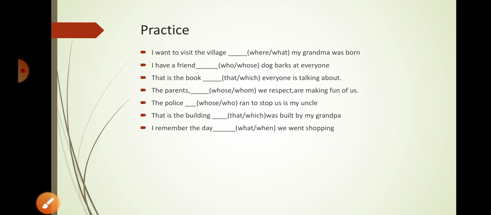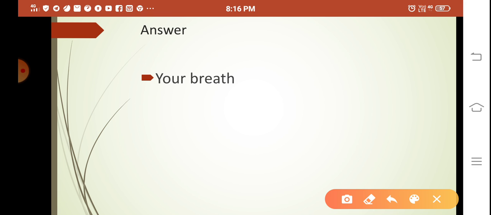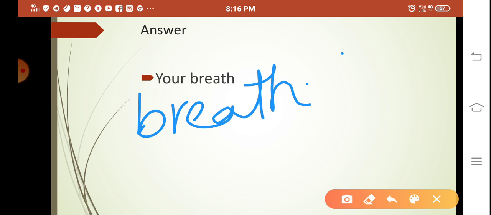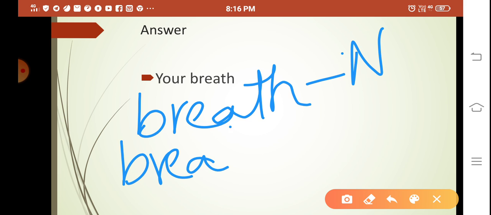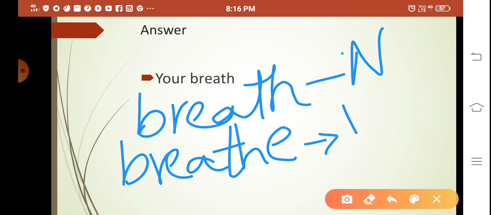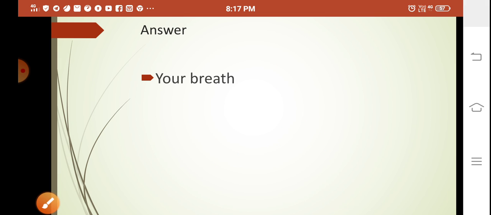One thing I have to mention here: breath is a noun, and breathe is a verb, and the pronunciation should also be different. I breathe, we breathe, they breathe, but here it should be breath. Your breath means the air we take in. It is the noun form here, and this is the verb form here.